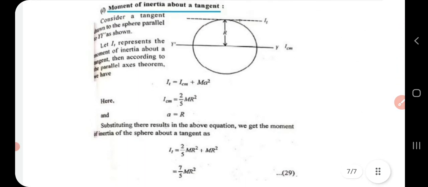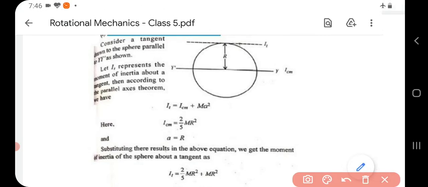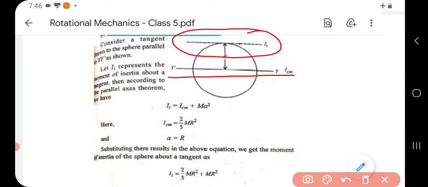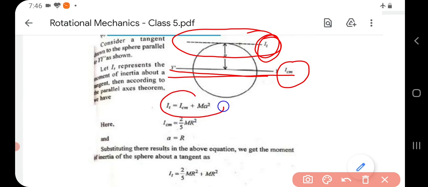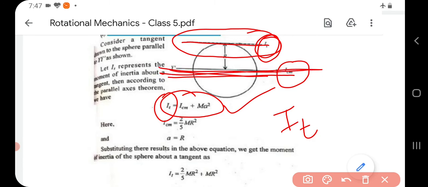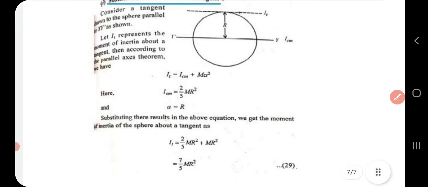Now we are going to find the moment of inertia of the solid sphere about a tangent. See, for that you have to consider the tangent, this one, which is drawn parallel to y dash, and let IT represent the moment of inertia about the tangent, and let ICM be the moment of inertia about the diameter, that is y dash. So as per parallel axis theorem, IT is equal to ICM plus MA square.